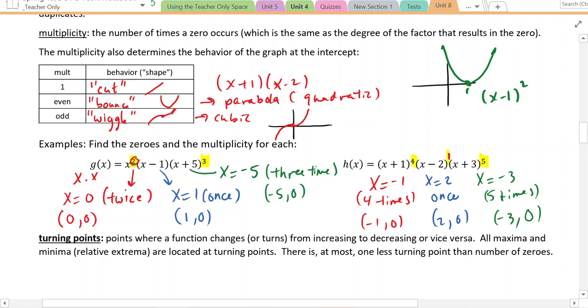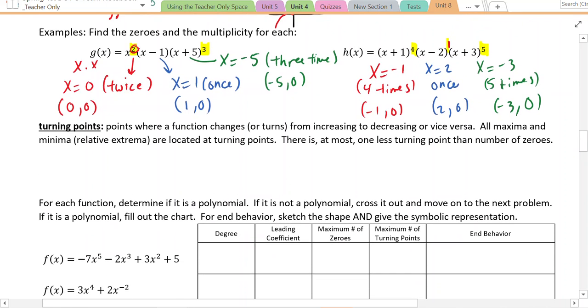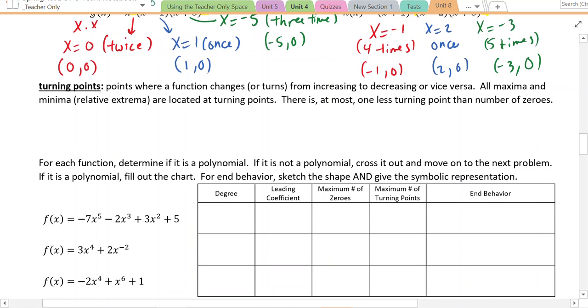So when you go and think about the graph, go back to g of x, the first one we did: twice means it's going to bounce, once means it's going to cut, and 3 times means it's going to wiggle. For h of x, 4 times means it's going to bounce, once means it's going to cut, and 5 times means it's going to wiggle. And you get a feel for what the shape's going to look like.